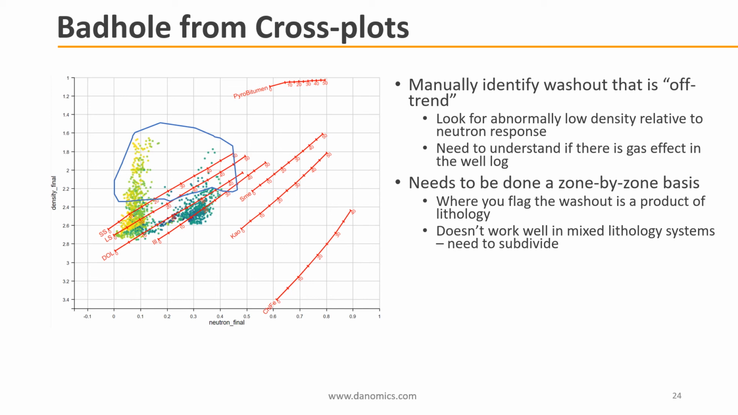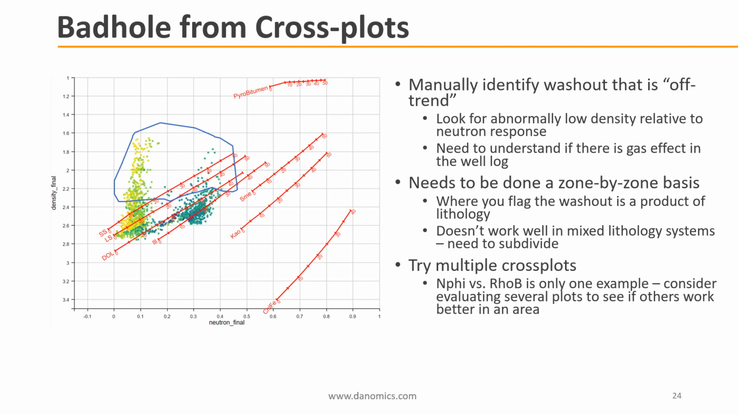And I will say that this becomes more and more challenging as you have mixed lithology systems. You really need to subdivide in this case. And it's often important to try multiple crossplots. So, neutron density is only one example. Look at other crossplots as well to determine if others may work better in certain areas or with certain curve suites.